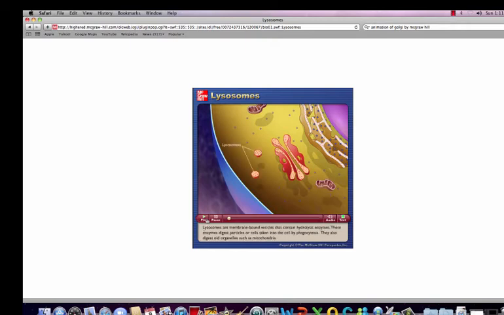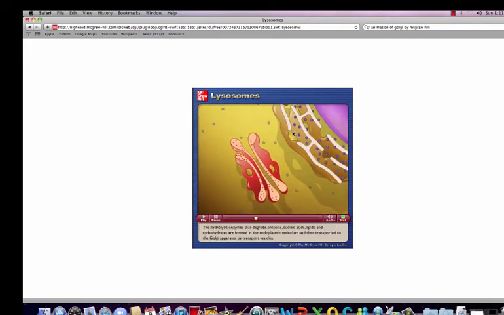So let's look at this again. Here we have lysosomes. They contain these hydrolytic enzymes. Okay, remember the pH of 5. And these lysosomes are responsible for digesting particles or cells taken into the cell by phagocytosis.